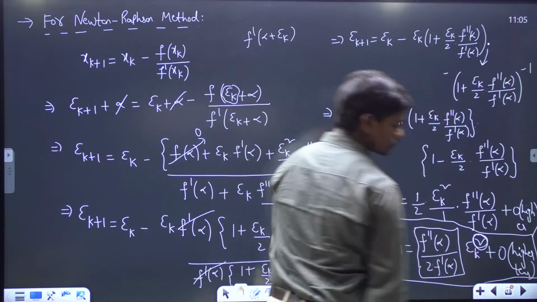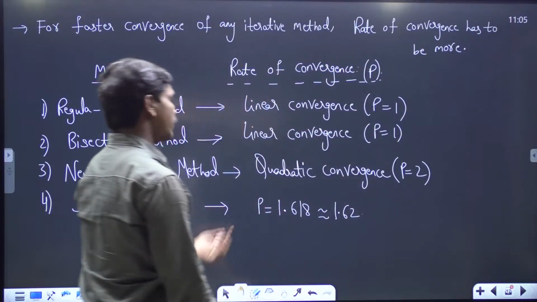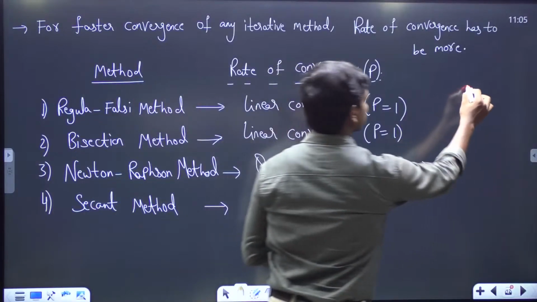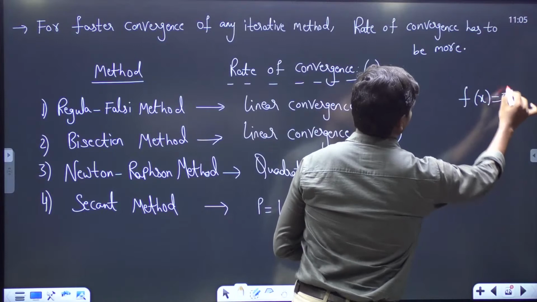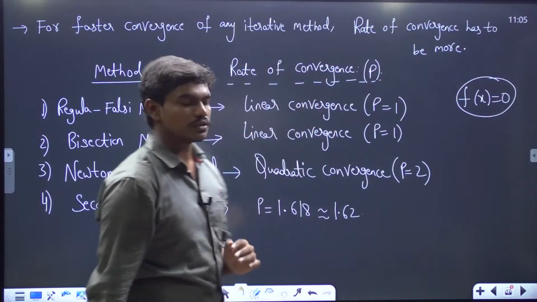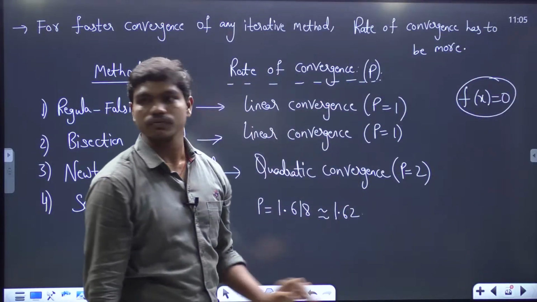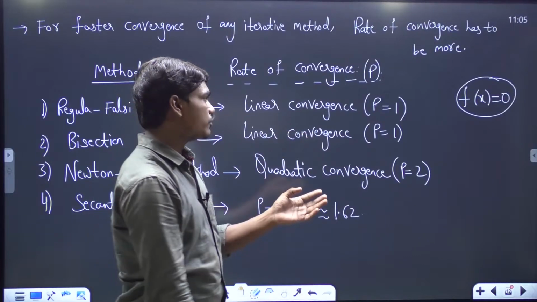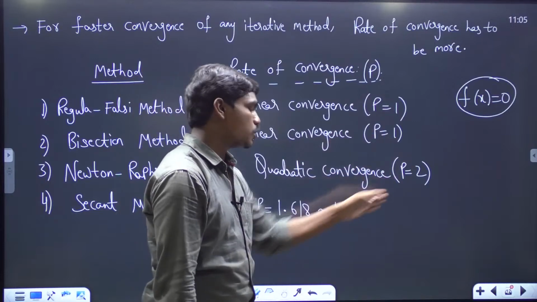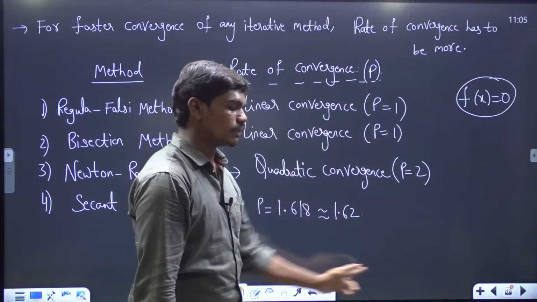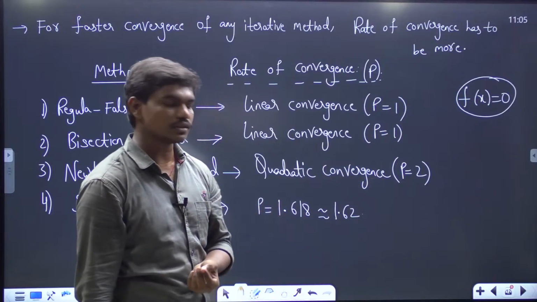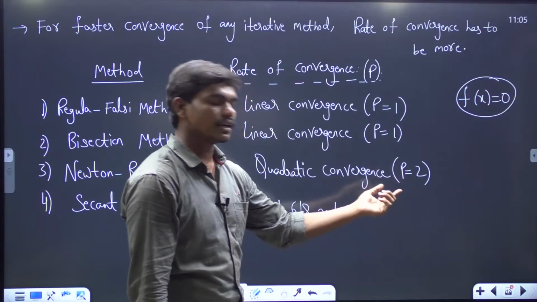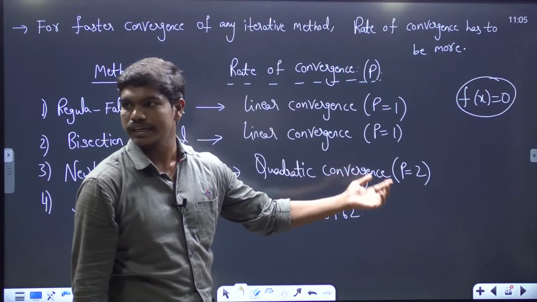Okay, so now if we go back, tell me, out of all these methods, for any given equation f of x is equal to 0, which method will converge faster? If you have all these 4 methods, generally if you see the rate of convergences, you have 1, 1, 2 and 1.62. So out of all these methods, what's the method with the highest rate of convergence? Third, Newton-Raphson method, correct?